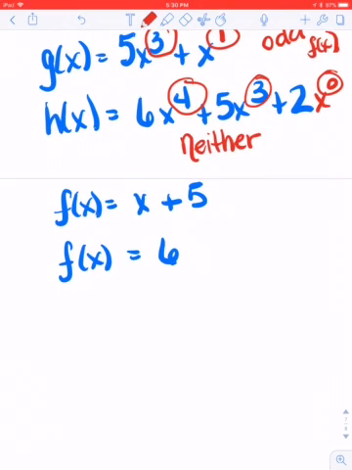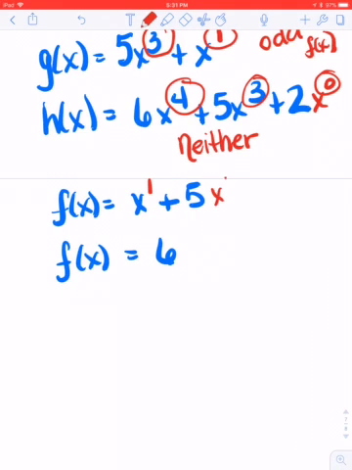Okay, and the next one with f of x, it's x plus 5. So the first x right here does not have an exponent, so I'm going to add a 1. The 5 has no variable at all, so I'm going to add x to the 0. Now on this one, there are my two exponents. 1 is odd, 0 is even. So this is another that is neither.